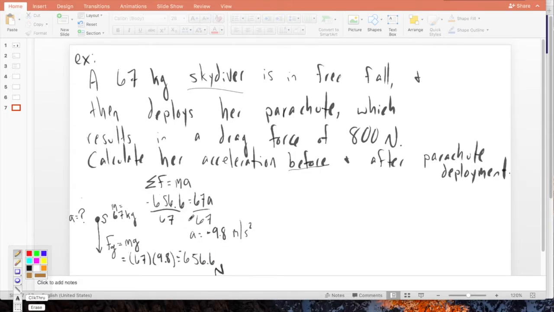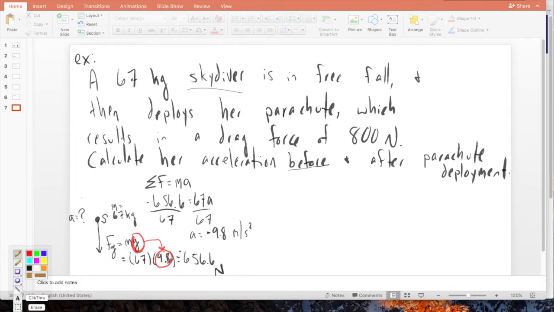I really could have skipped this step right here. I could have recognized, oh, the only force acting on her is the force of gravity. And I know that the acceleration due to gravity near the surface of the Earth is little g, which is 9.8. And we said it was negative because we're considering down to be the negative direction, and that acceleration is down. So there's the answer for the first part, her acceleration before her parachute deploys.